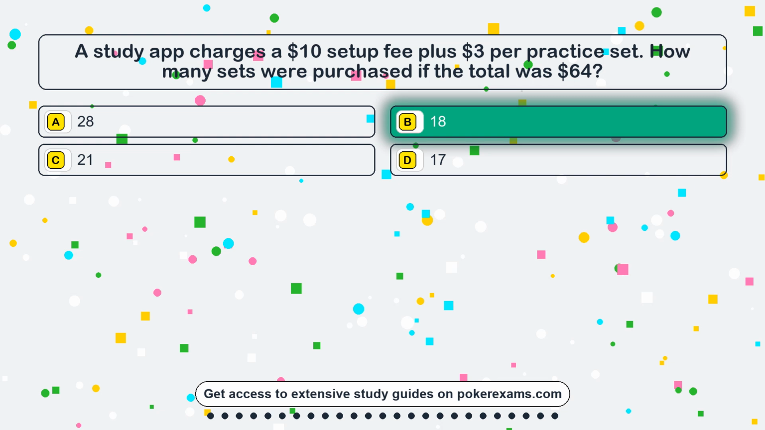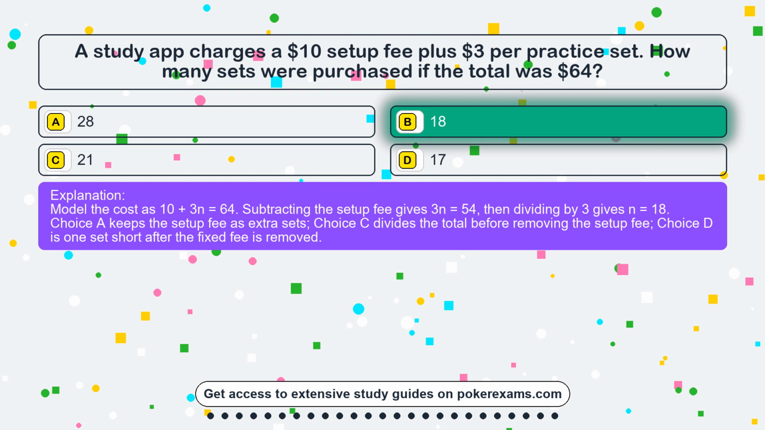The correct answer is option B. 18. Model the cost as 10 + 3n = 64. Subtracting the setup fee gives 3n = 54, then dividing by 3 gives n = 18. Choice A keeps the setup fee as extra sets, choice C divides the total before removing the setup fee, choice D is one set short after the fixed fee is removed.